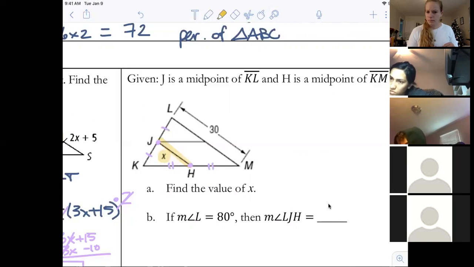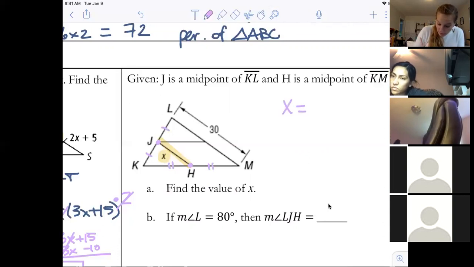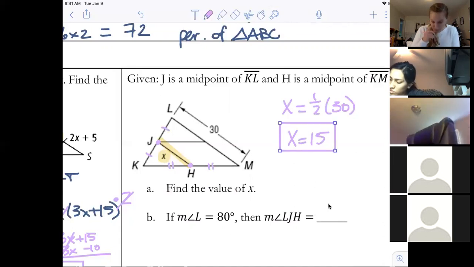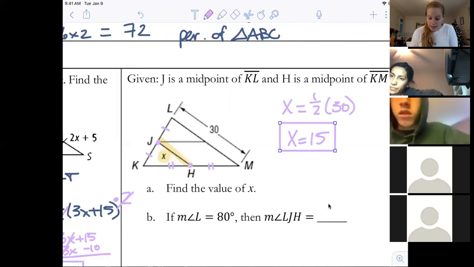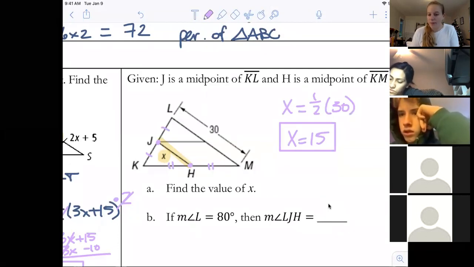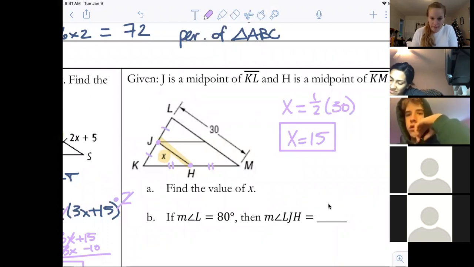Isn't it half of 30 equals X? Very good. X equals 1/2 of 30. And so in order to find X, we just divide by 2. So X equals 15. So that's my segments. The next problem is an angle problem. You're probably like, Miss White, I haven't even seen angles on this whole paper. Where is she coming with this stuff? We got it. We can do this.